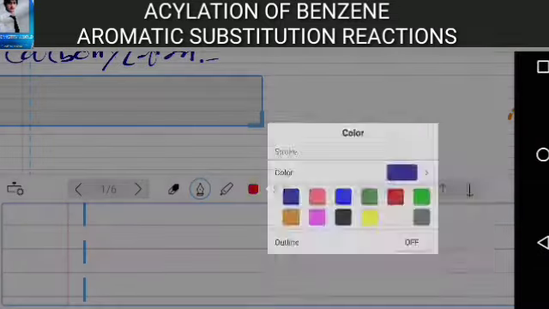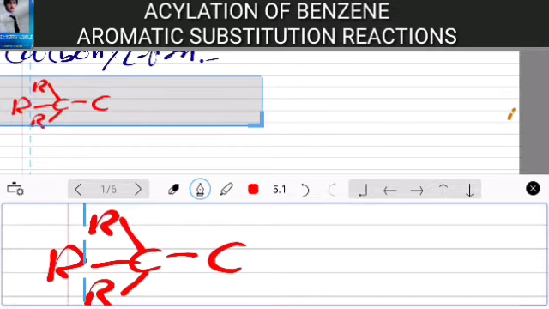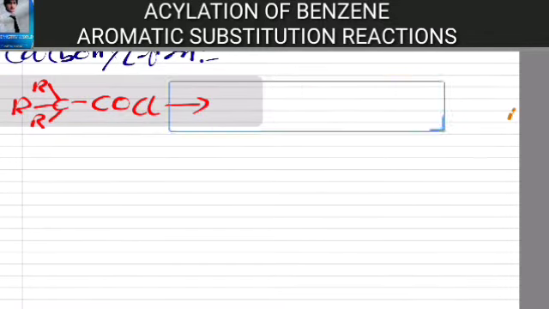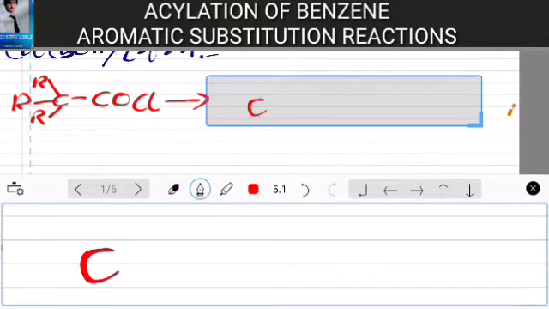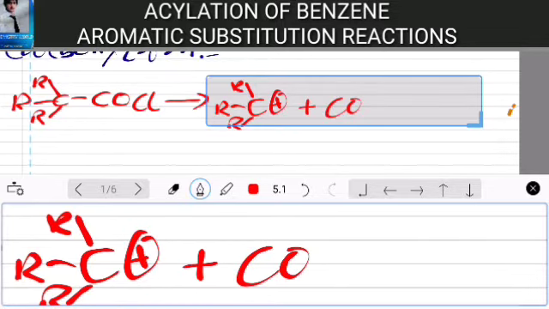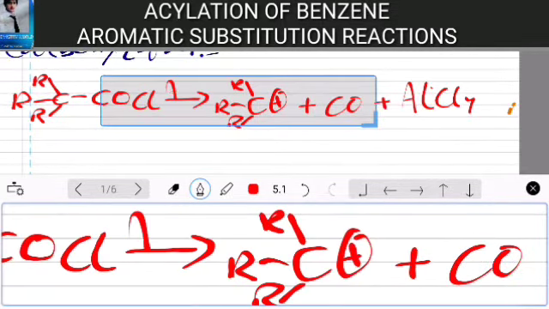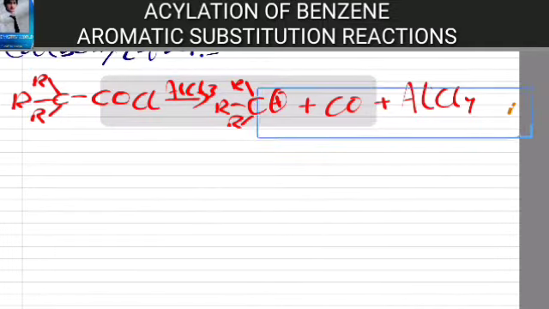If we use a reagent like this, here C, O and Cl, this will automatically convert into R positive plus CO plus AlCl4, here we have AlCl3. So it is termed as carbonylation.